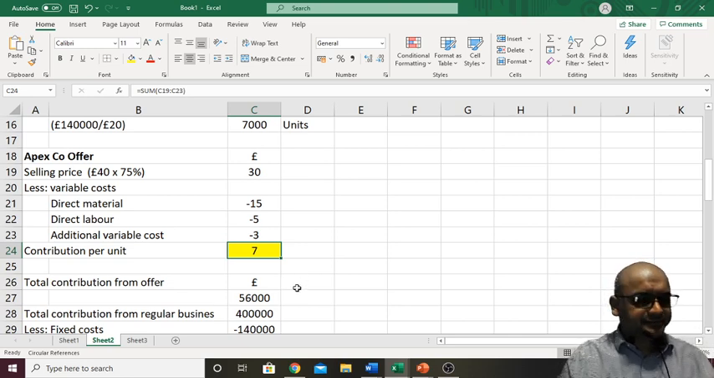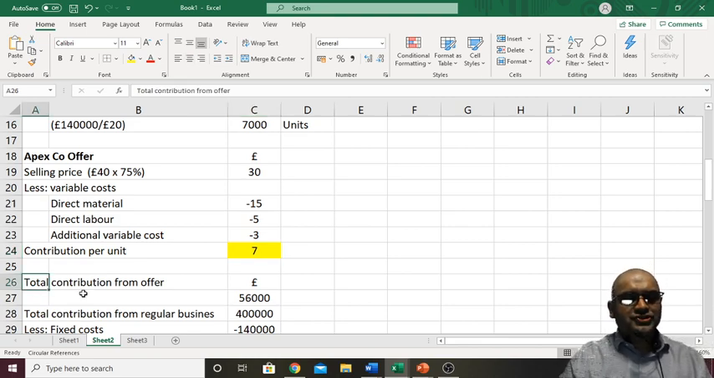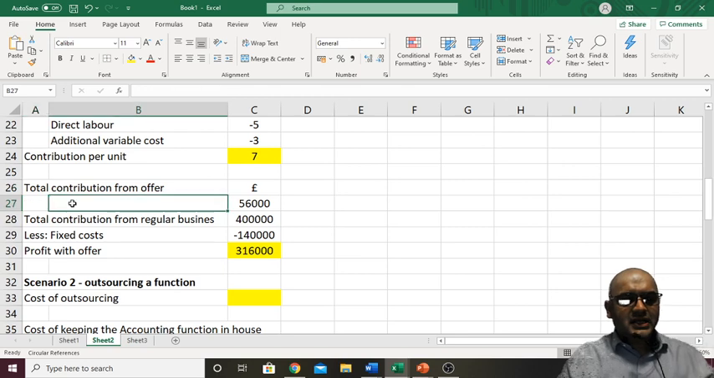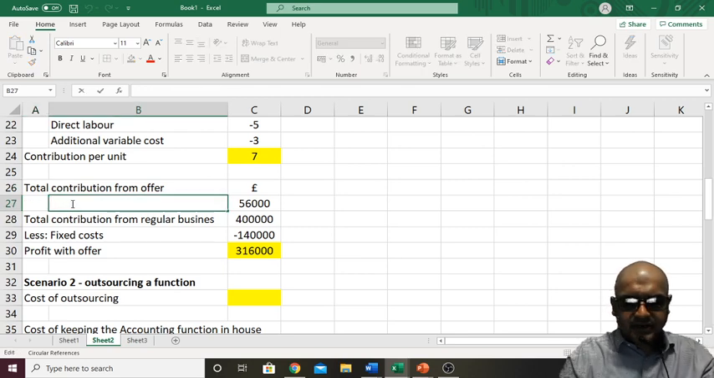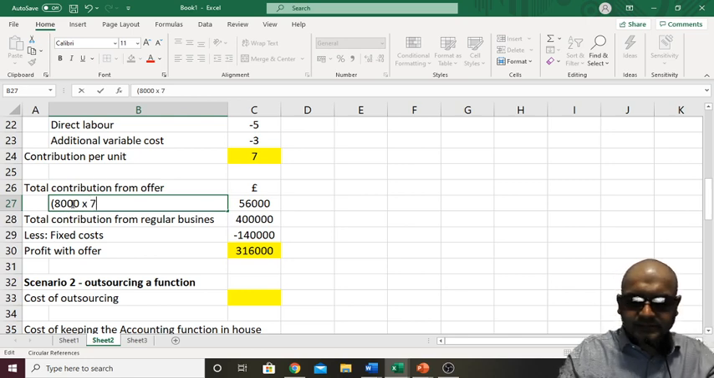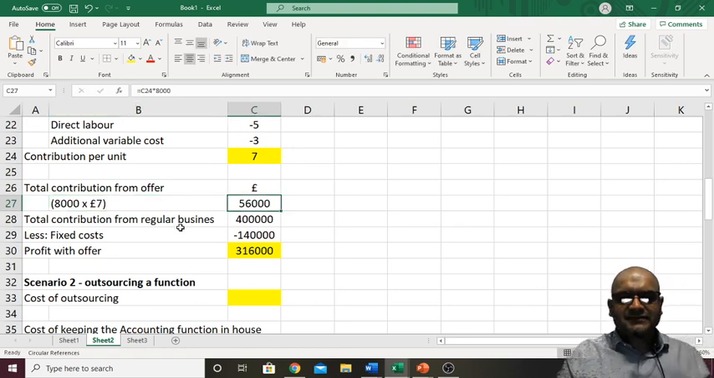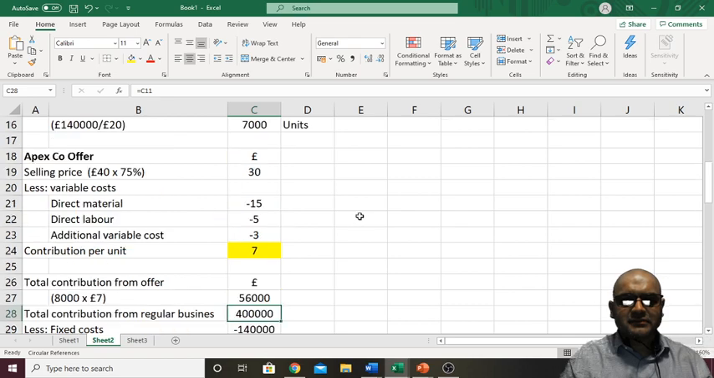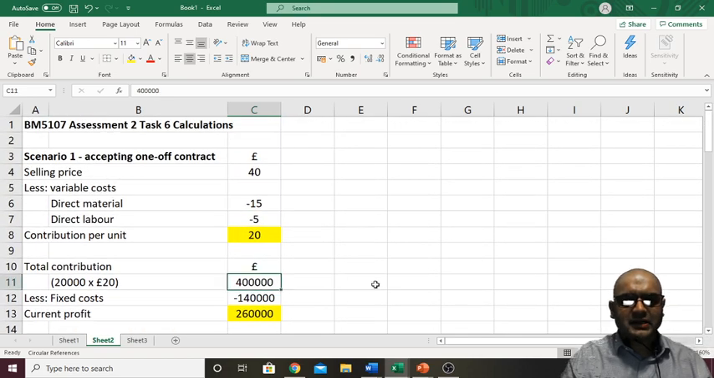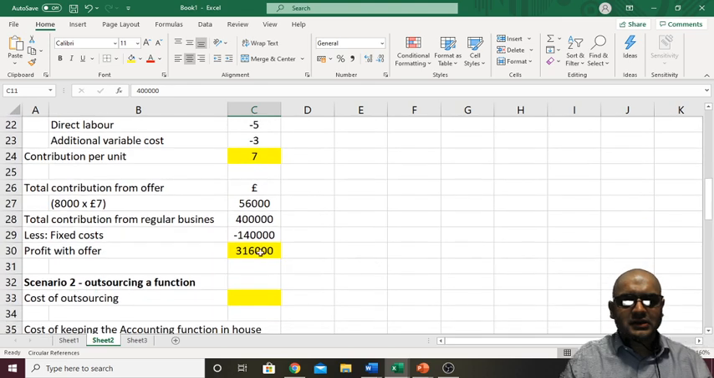How is it going to look? If we work out total contribution from the offer, it is 8,000 units times £7. That's £56,000. We are already generating contribution from regular business of £400,000, going up, so you can see 4,000. That is the additional contribution, 56.